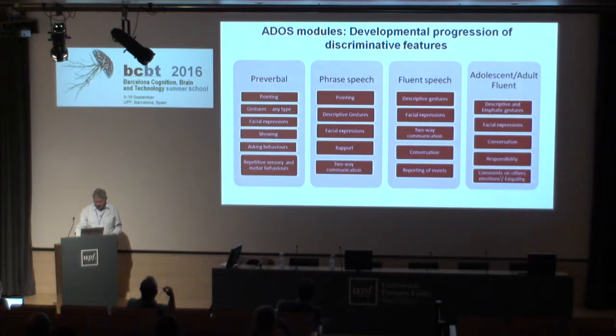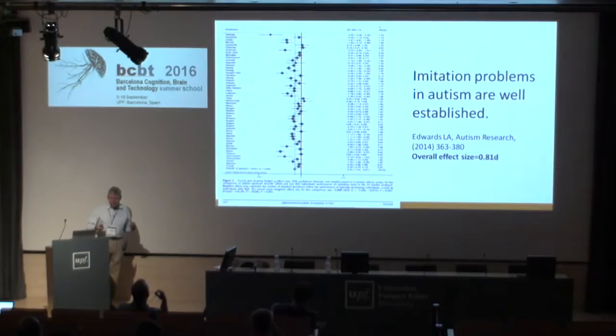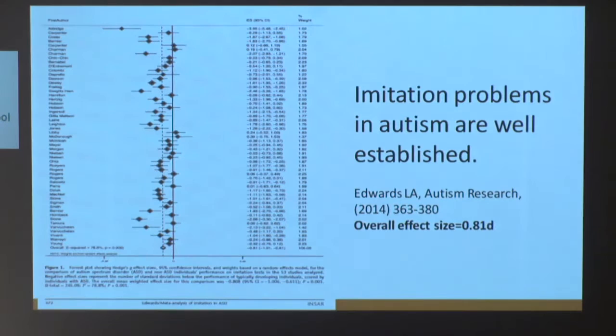Now, where do these actions come from? Where do these asking behaviours, these showing behaviours, these gestures, these facial expressions come from? Are they innate, or are they learned by looking at other people? There's a pretty strong hypothesis that they're learned by looking at other people. We learn actions by copying others, and imitation is a very important part of our social development.